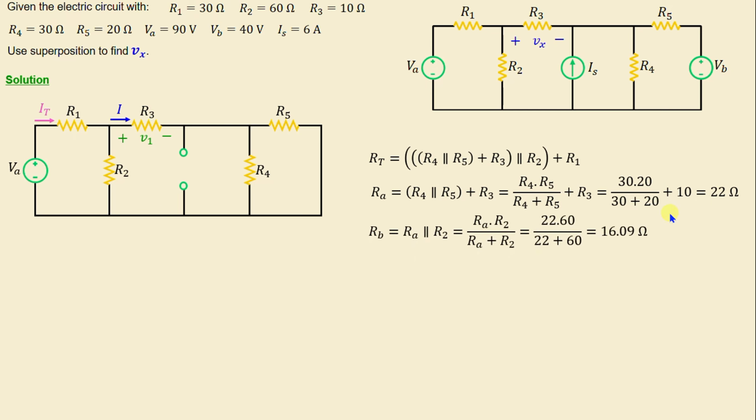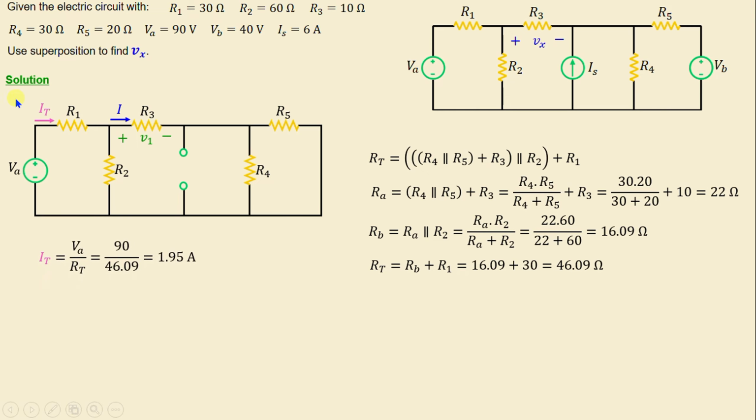And I will consider RB to represent the parallel combination of RA and R2. That means RB is equal to RA times R2 over RA plus R2. We get RB is equal to 16.09 ohms. And the total resistance is equal to RB plus R1. If we replace RB and R1 with their numerical values, we obtain RT is equal to 46.09 ohms.